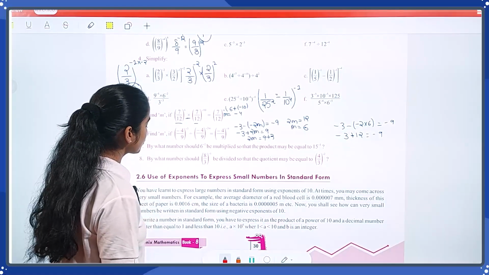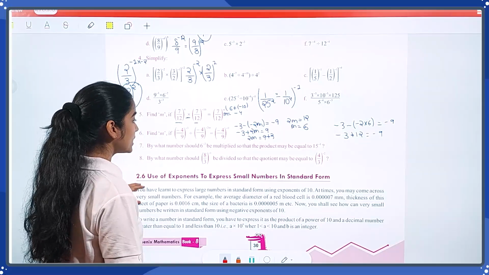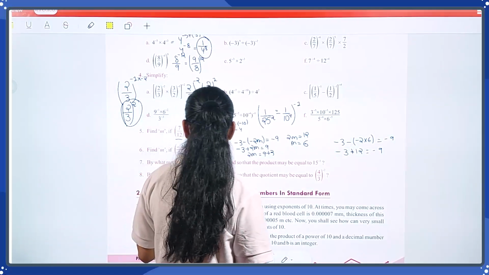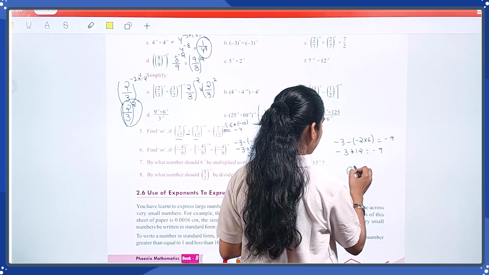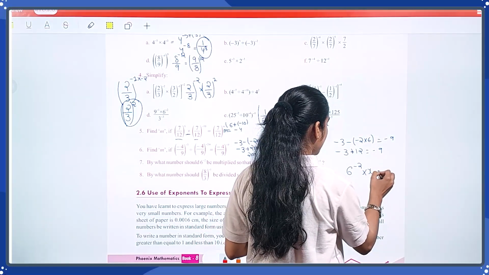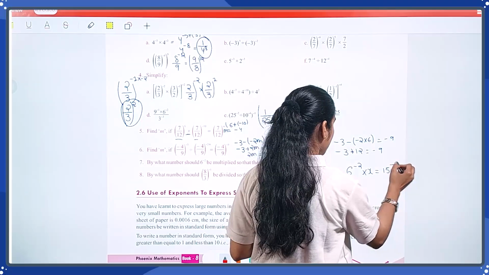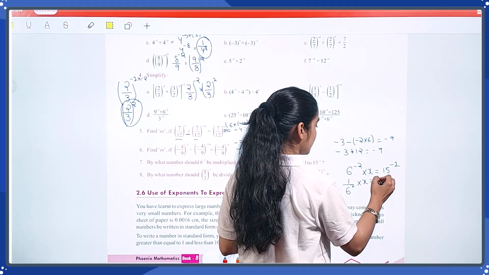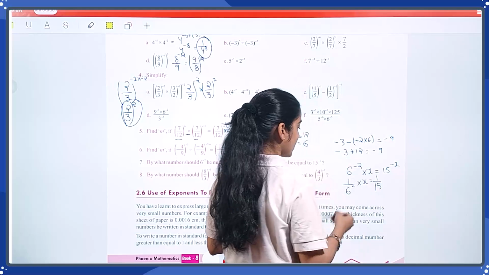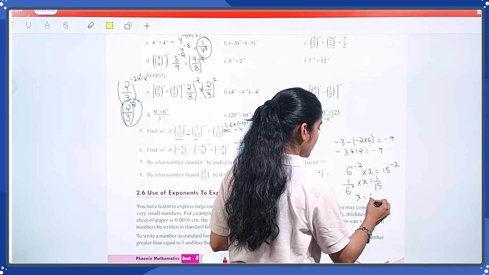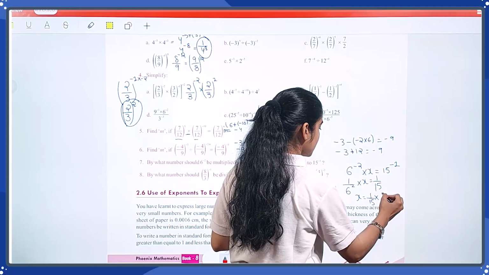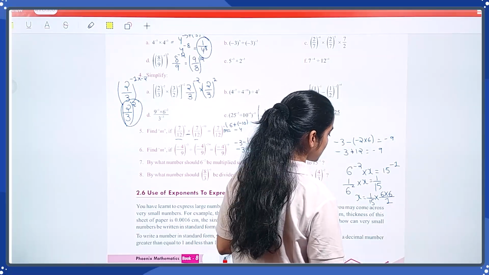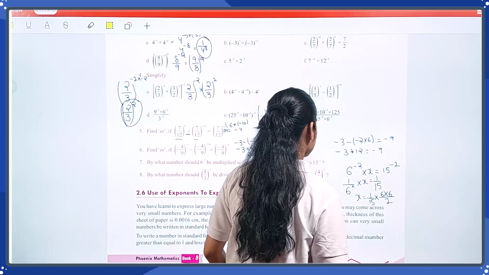Next we have: by what number should 6 raised to the power minus 2 be multiplied so that the product may be equal to 15 raised to the power minus 1? So which number do we have to multiply 6 raised to the power minus 2 by to get 15 raised to the power minus 1? For this, first we have to convert it: 6 raised to the power minus 2 multiplied by x equals 1 by 15 raised to the power 1. If we change it, x is equal to 1 by 15 multiplied by 6 squared upon 1. First you convert it into 36 upon 15. If you divide, you will get your answer.